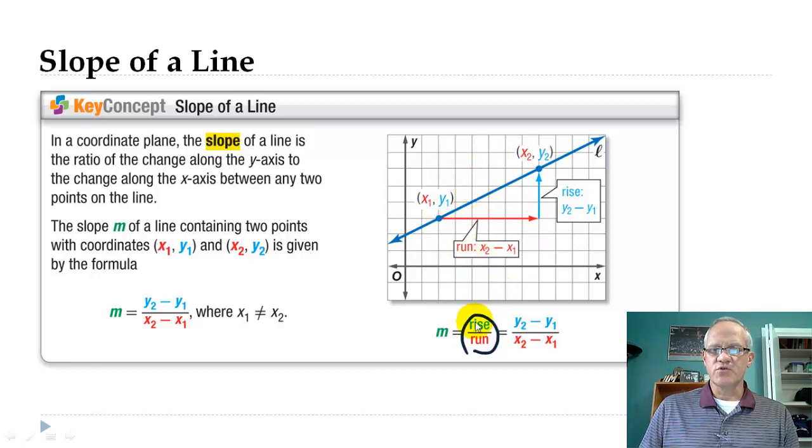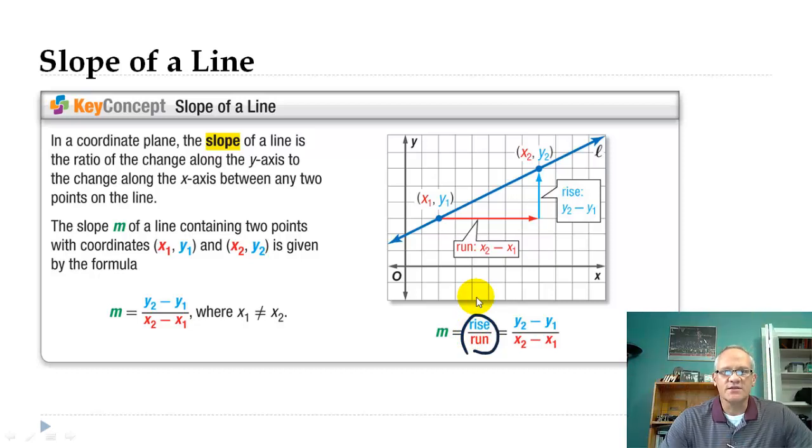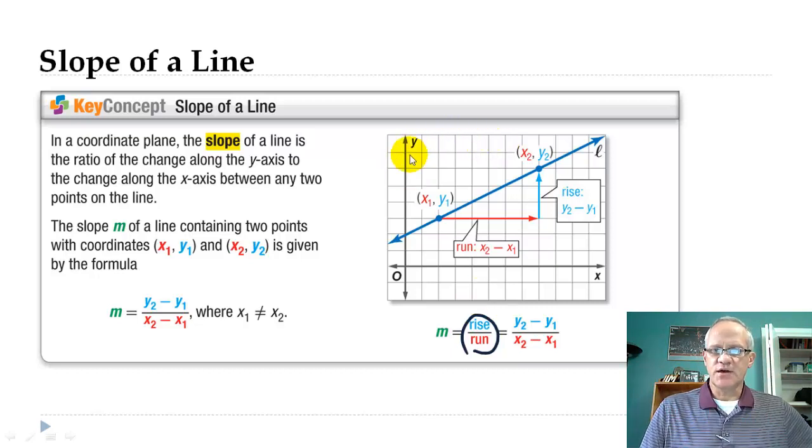So first of all, the rise. If I rise, which direction was I going? I was going up and down, wasn't I? So if you look on our graph here, you notice the y is the axis that goes up and down. So that's why down here you have y's on top. So y2 minus y1, you're just subtracting the y values in these 2 points.